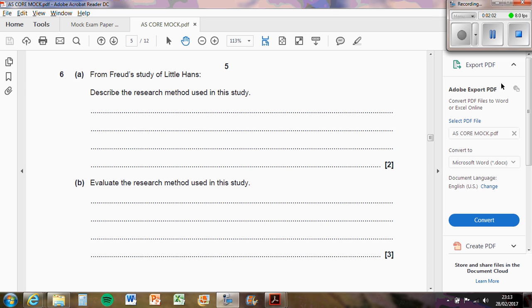So you can have a strength or a weakness. If you can think of anything else, like the fact that qualitative data was collected, that's fine. But you need to focus on the features of the case study. So either the small sample, a long period of time, or the fact that they get lots of in-depth qualitative data that gives reasons for behaviour. So any of those would have got you the marks.